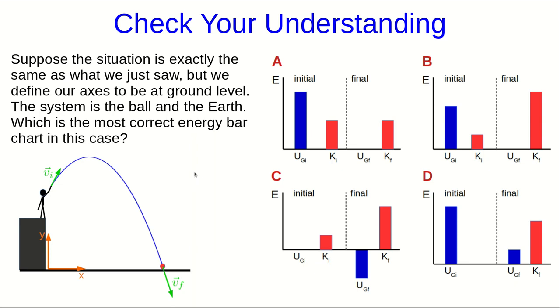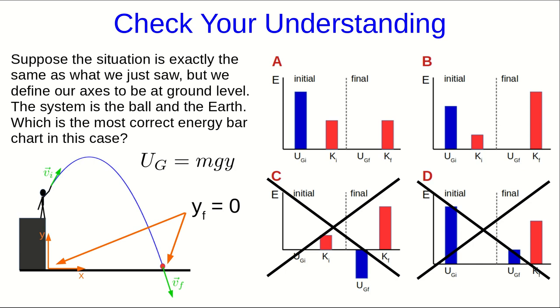So here was the question I asked at the end of the last part of the lecture, where we were thinking about what the energy bar chart would look like if the axes were on the ground. So remember that the gravitational potential energy is mgy. And in this case, we are now saying that the final value of y is 0, because we've defined y equals 0 on the ground. And so C and D cannot be correct.